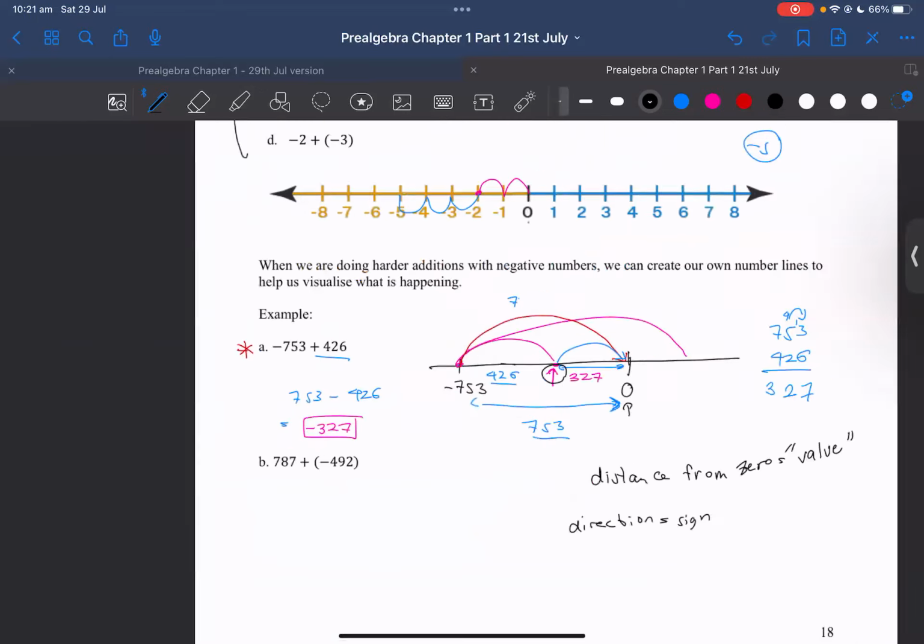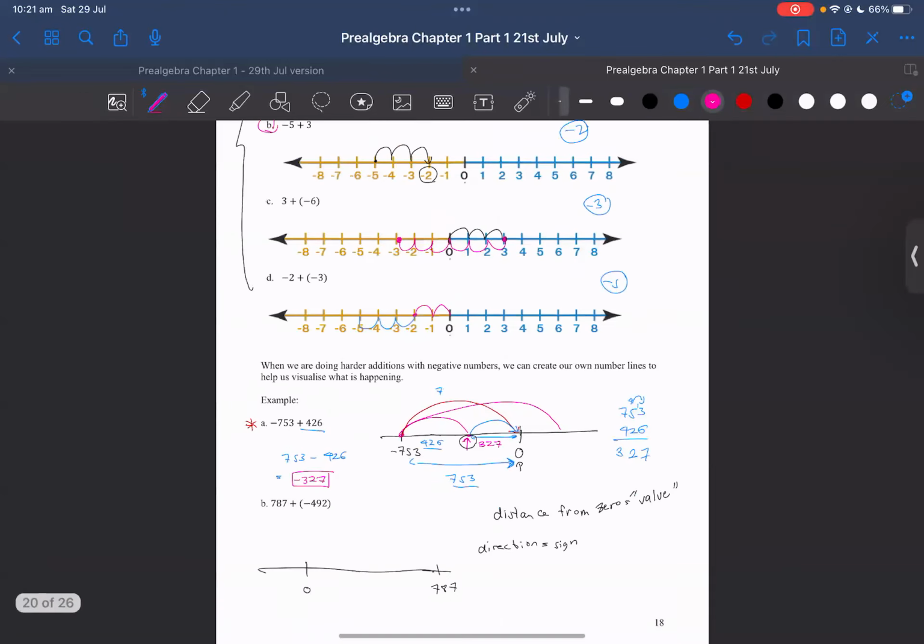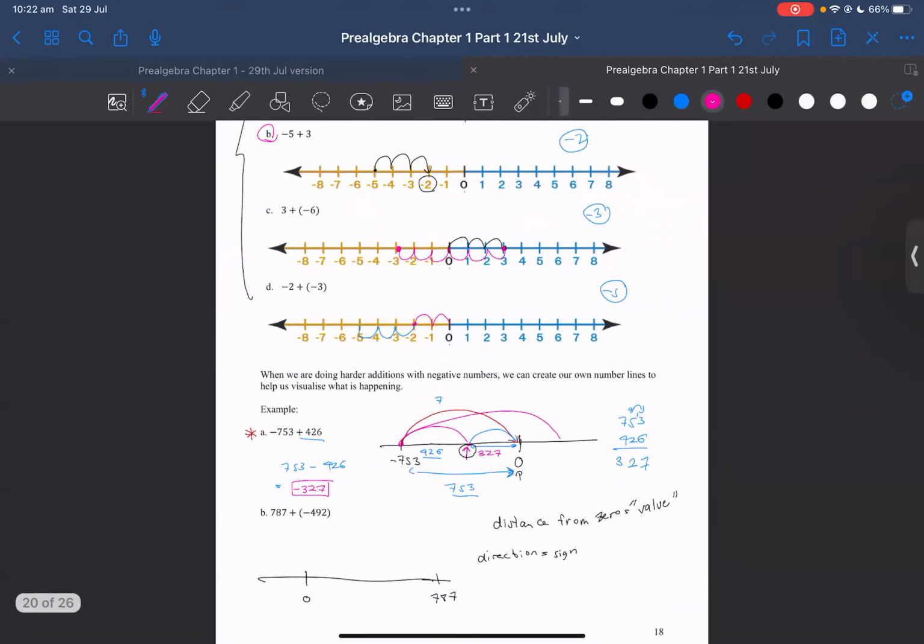So similar thing here. 787 plus negative 492. We start at 787. Then we go down. Since we're adding a negative, which way are we going, left or right? Remember the stuff we did from A, B, C, D? We add a negative, so you go left. And why is that? Because negatives are to the left on the number line, so we're going in that direction.